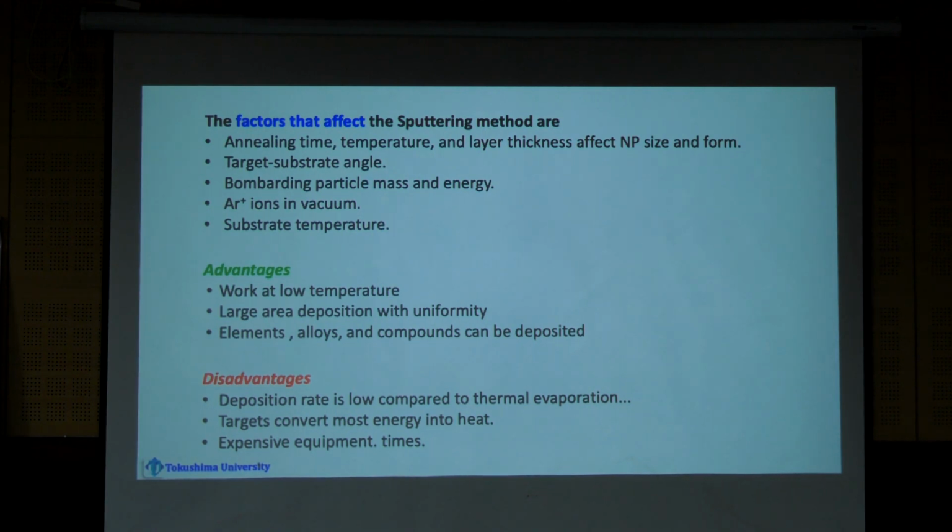However, uniform. Target converts most of the energy into heat. You are applying an electric field. So most of the energy is given to the target material. Expensive equipment and needs more time.